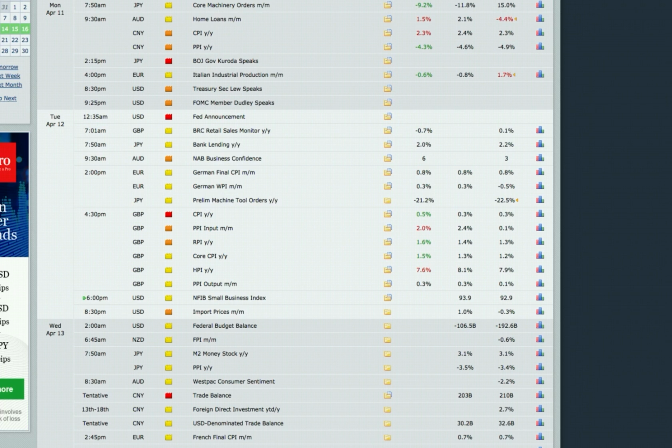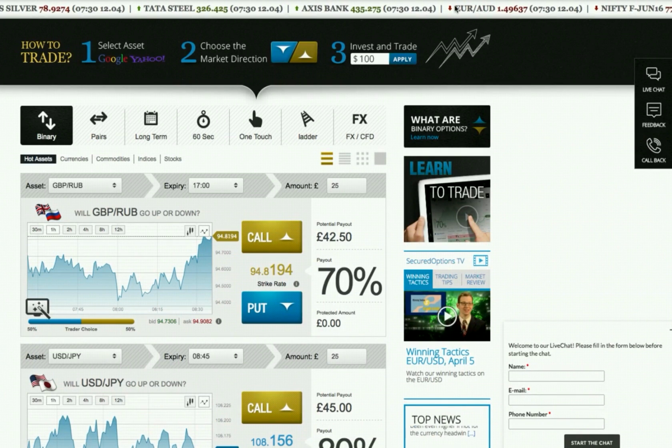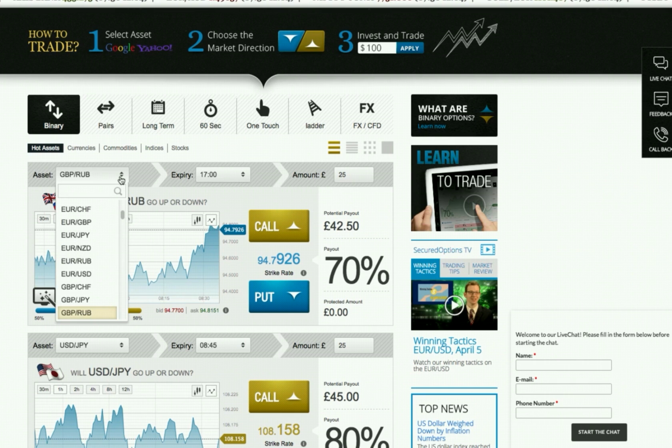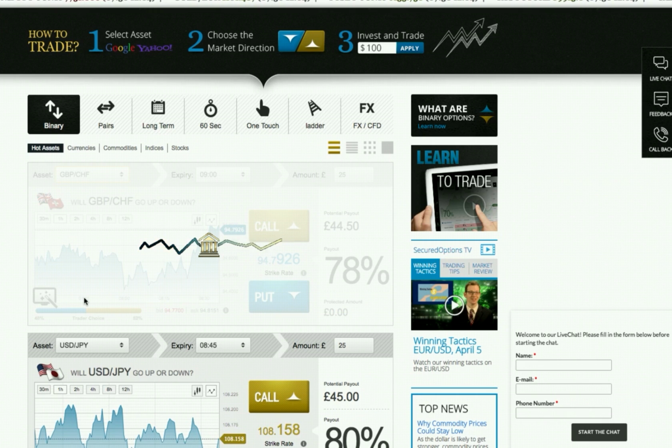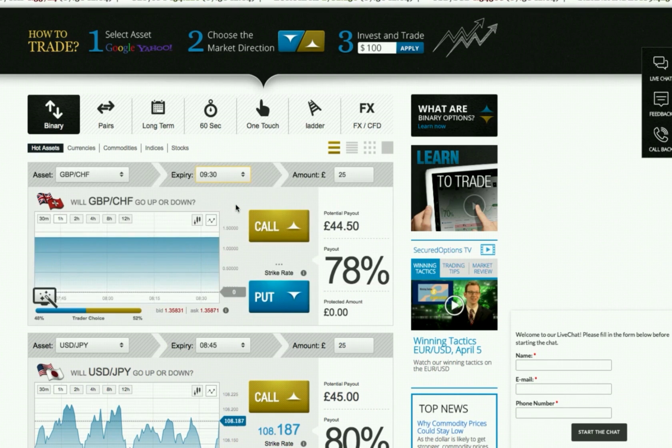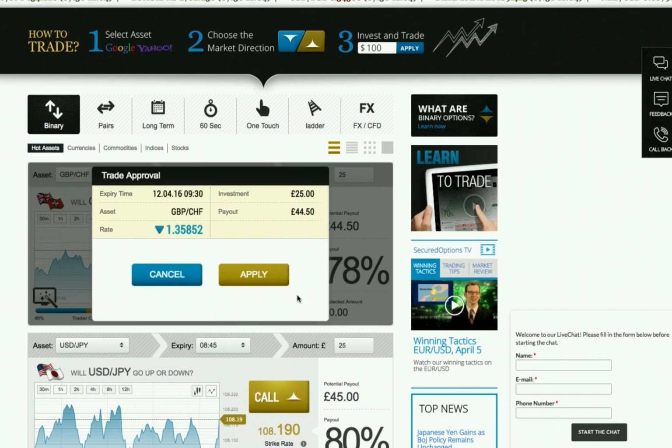We have to go to our, here we go. We have to go to our, let's go for the sterling Swiss franc. I have to wait a little bit, please bear with me. So I am taking a put signal. This is for 9 o'clock. It's dropping down, but I'm going to take a 9:30 signal, and I'm going to take a put.